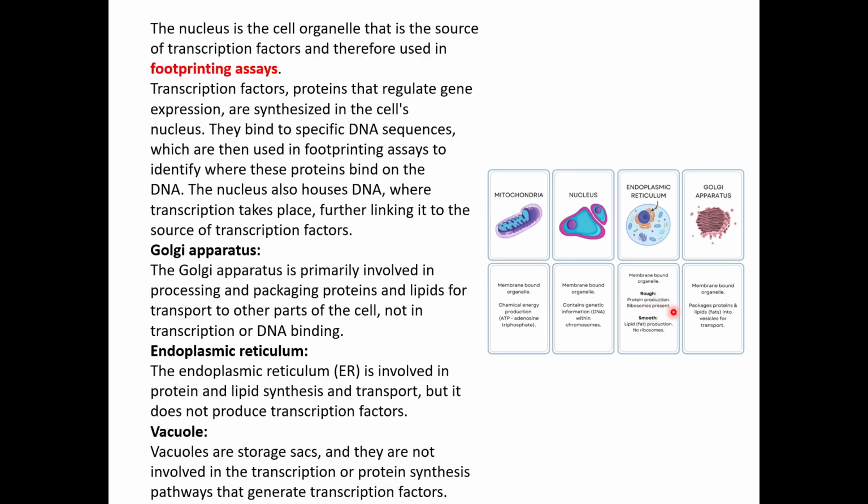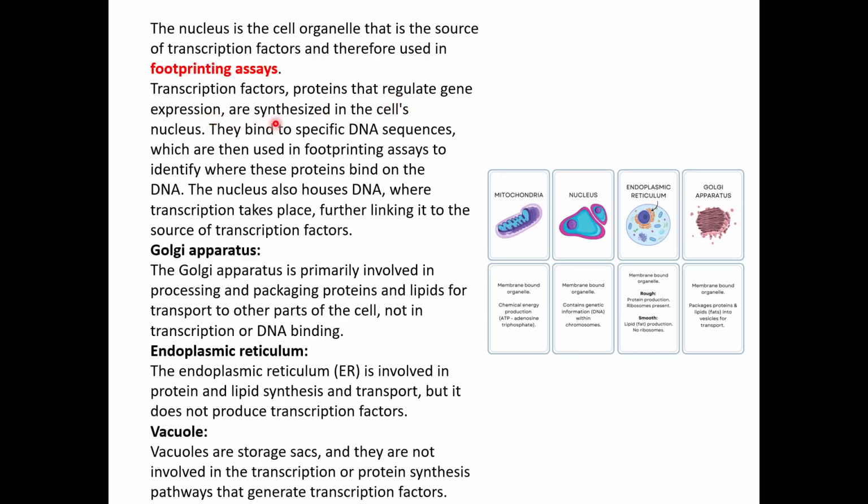Rough is protein production, the place where ribosomes are present. That is why it is called rough, because it has ribosomes attached to it. And smooth is lipid or fat production and it does not have any ribosomes. In case of Golgi apparatus, it is also a membrane bound organelle, but it packages the proteins and lipids into vesicles for transport.